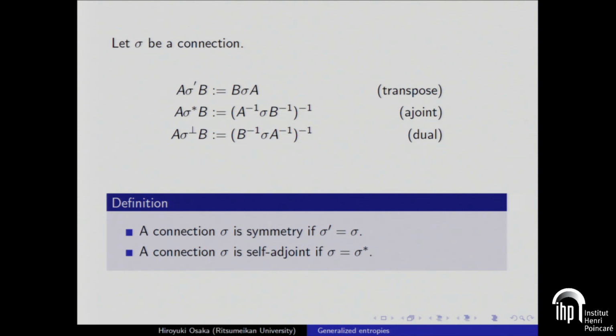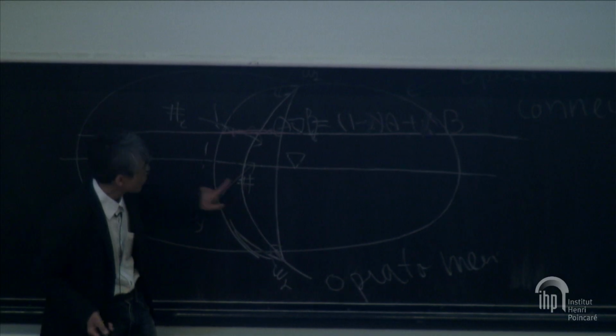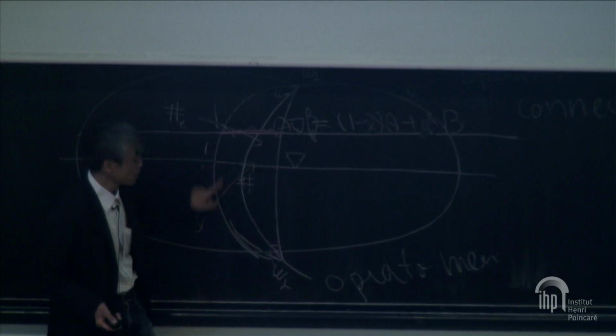If you like operator monotone functions, then you use operator functions. But if you like the operator mean, then you study it from the point of view of the operator mean. Interesting is that this one is symmetry, and this one is symmetry, and also this one is self-adjoint. But the only self-adjoint one on this line is the sharp.